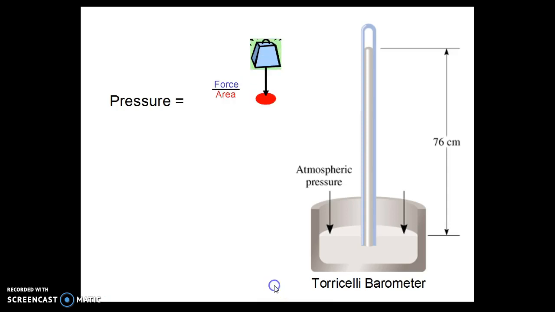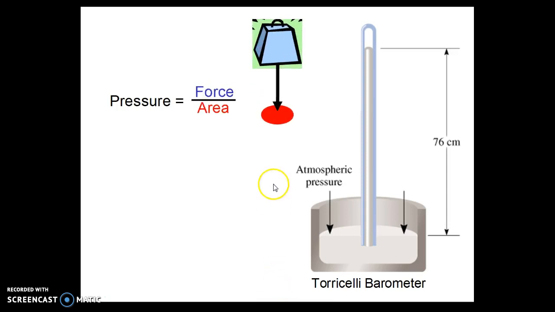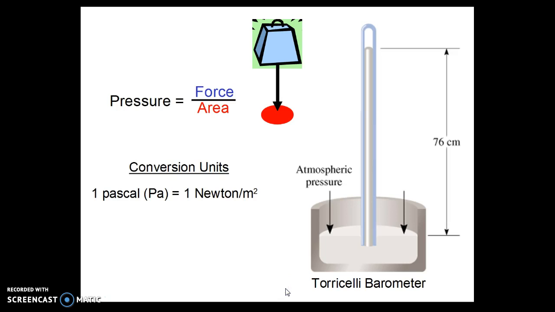Let's talk about pressure. Pressure is the force applied to a particular area. In other words, force divided by area. The conversion units that we use with respect to normal atmospheric pressure, we call a Pascal a Newton per square meter.